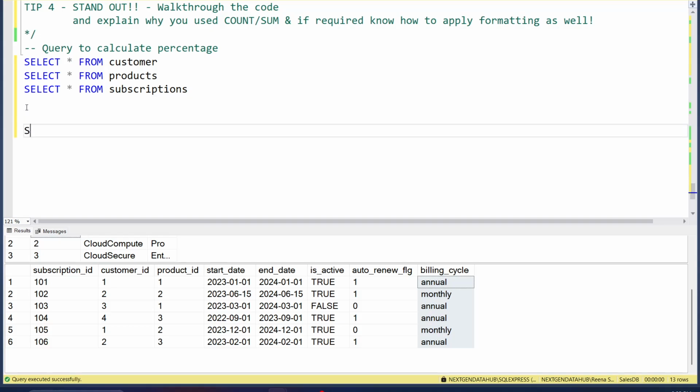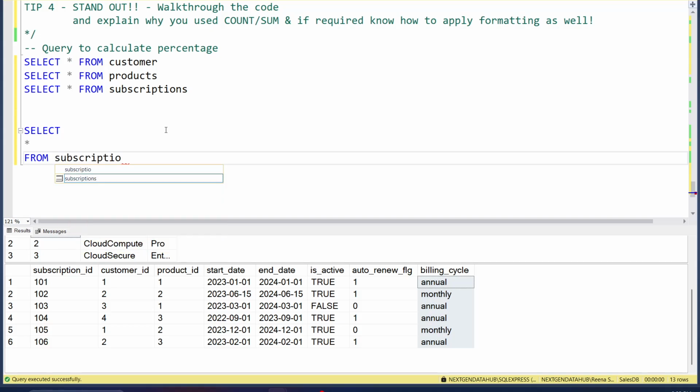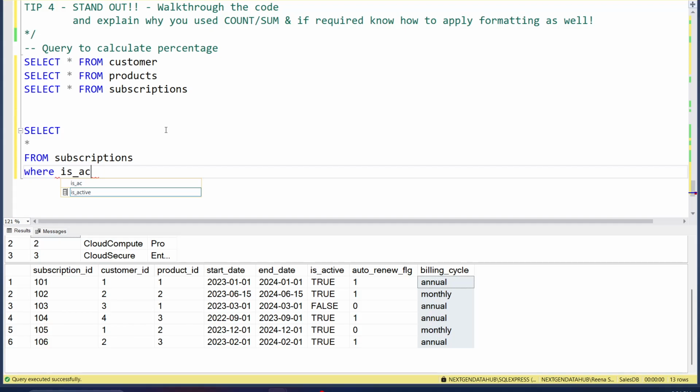So let's first get all the active subscriptions from the subscriptions table. We will apply a filter first. Always start with the filter first. So where active is equal to true. Now we need the percentage of these active subscriptions which are being auto renewed and are billed annually.